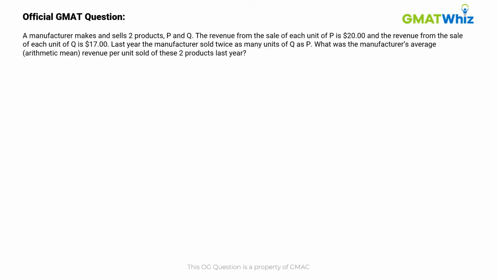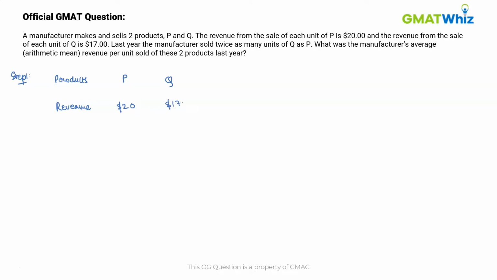In this question, we are given that there is a manufacturer who makes and sells two products P and Q. So let's write down the information as we read the question. So the products are P and Q. Now the revenue from the sale of each unit of P, so we have the revenue of P as $20, and the revenue from each unit of Q is $17.